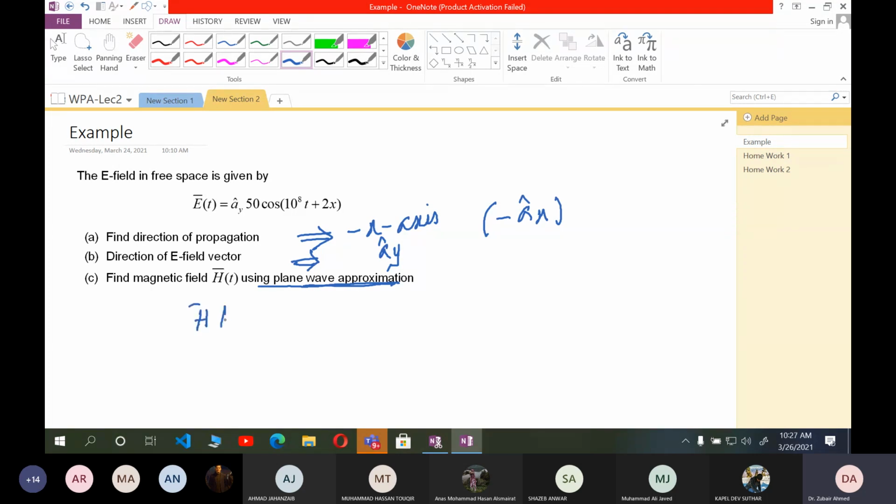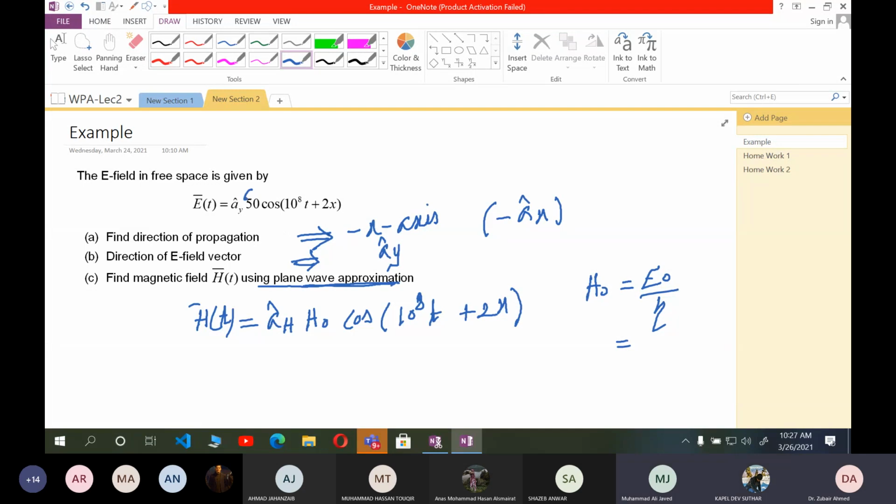So H of t will also be a traveling wave, but it has some unit vector aH, which is not known, and some magnitude H naught. It will be a cosine function, with the same frequency, 10 power 8 t plus 2x, and both are in phase. So all we need to do is to find this H naught and the aH unit vector. How can we find this H naught? H naught will be E naught by eta.